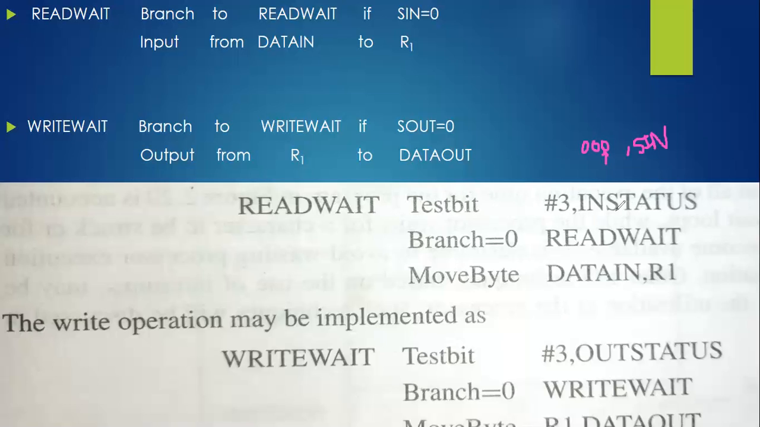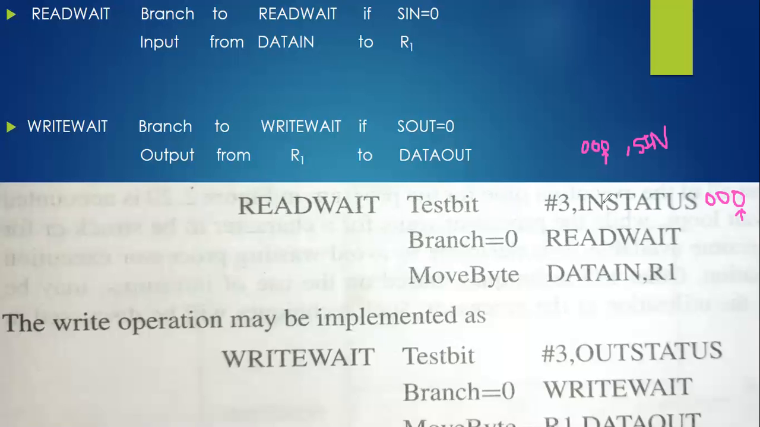See, 3 bits we are using to represent this particular status. Total 3 bits. If S in is set to 0, what will be the third bit? 0, exactly. Let me consider 0 first, later we'll go for 1. So read wait, we are labeling for this particular instruction. What is the outcome? You need to test the third bit in status.